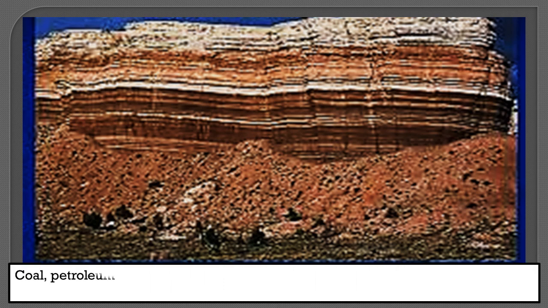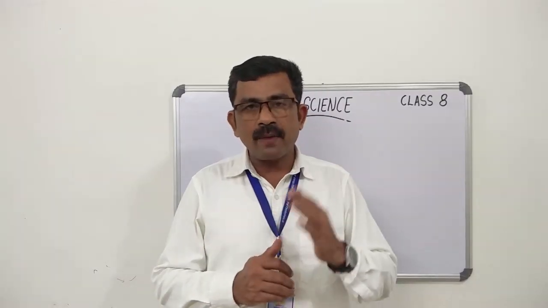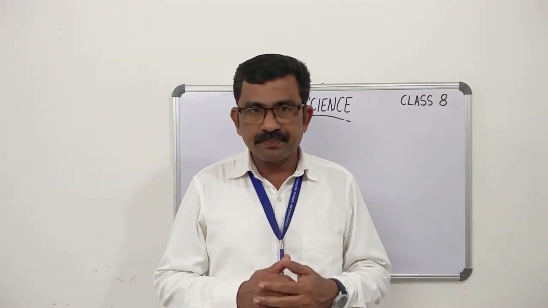Coal, petroleum, natural gas, etc. have evolved from the remains of ancient organisms. Hence, these are also called fossil fuels. We obtain these fossil fuels from sedimentary rocks. Let's discuss about metamorphic rocks.